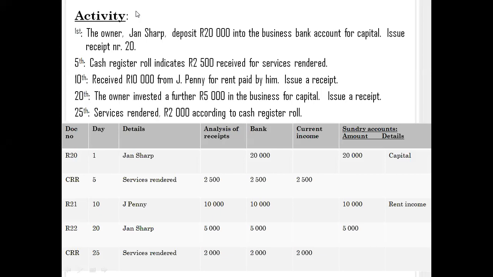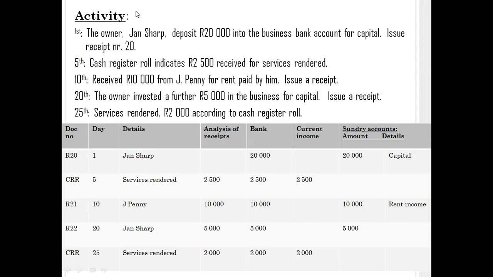Right, with the document number column, remember, in the CRJ you're just going to work with a receipt or a cash register roll. For receipt, you use an R, and for cash register roll, it's going to be CRR. Then again, you can see and compare every time it's a services rendered transaction. Look there in details, services rendered, then it will be a cash register roll. Otherwise, for all the other transactions like capital, rent income, etc., that will be a receipt.